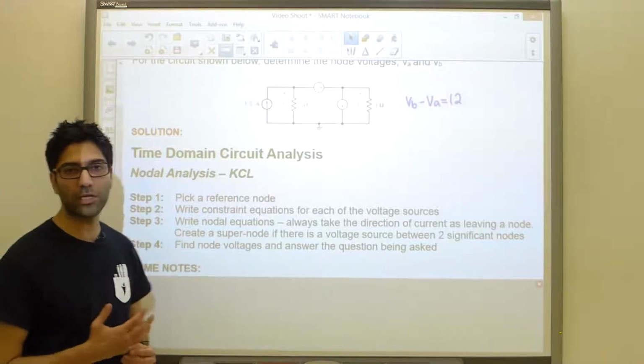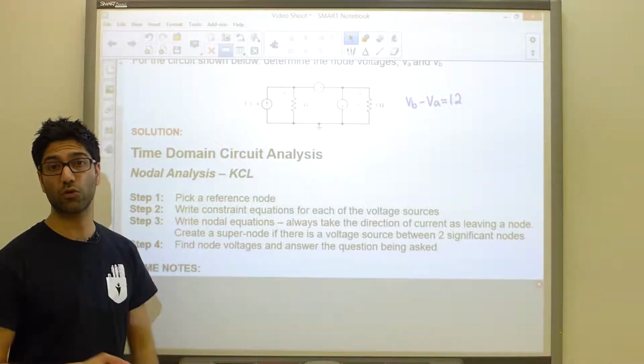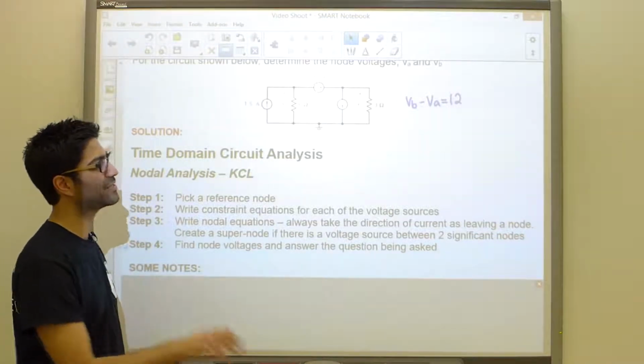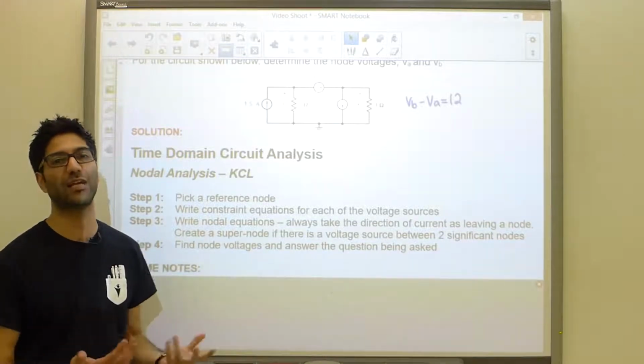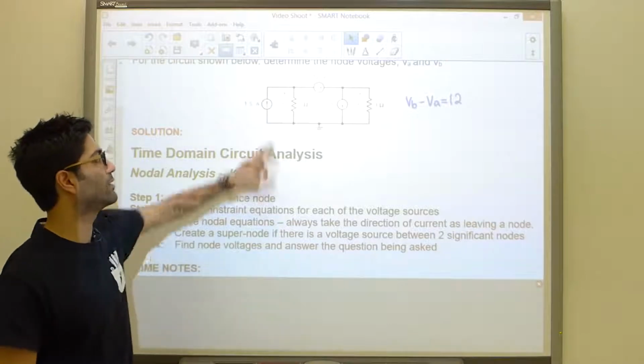And we're going to do this in a way such that, whenever we have a choice, the current is going to be exiting the node. So when you're exiting, you are positive. If you're entering, you're negative. But we are always going to choose exiting unless, of course, we're forced by some source.